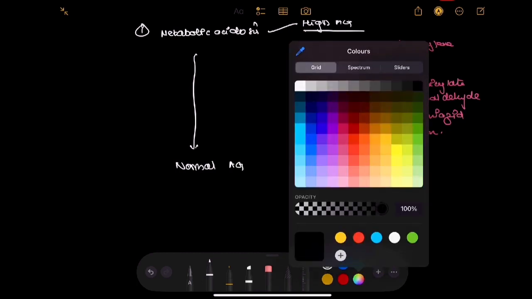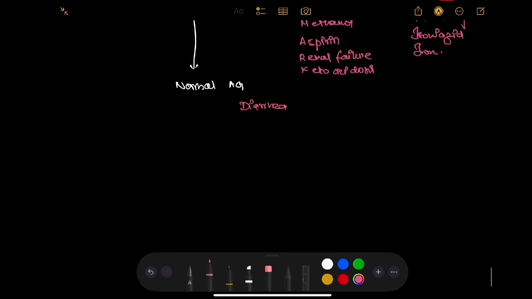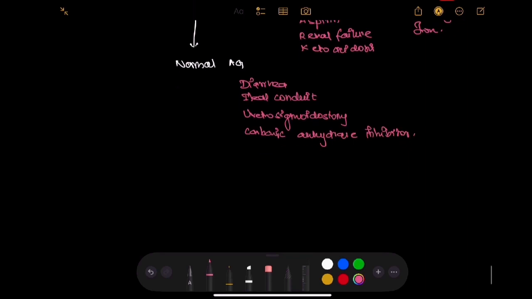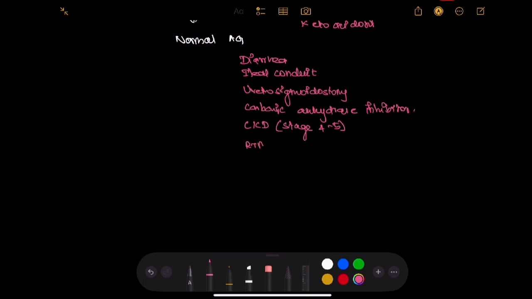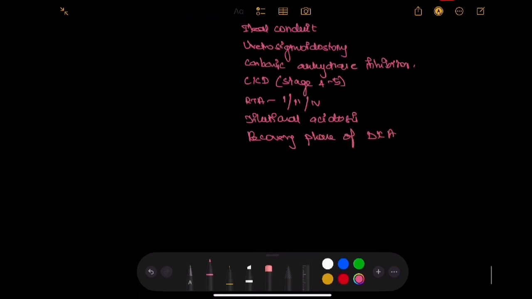What will be the causes for normal anion gap metabolic acidosis? Normal anion gap metabolic acidosis is further evaluated with the help of the urine osmolar gap. Conditions like diarrhea, ileal conduit, ureterosigmoidostomy, carbonic anhydrase inhibitor usage, and conditions like distal renal tubular acidosis of type 1, 2, 3, 4, and CKD stage 4 and 5 can cause normal anion gap metabolic acidosis. And dilutional acidosis and the recovery phase of diabetic ketoacidosis will also have a normal anion gap.